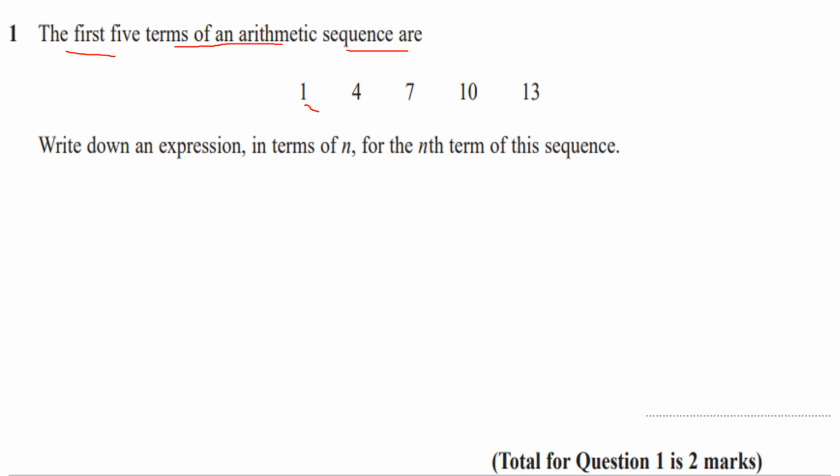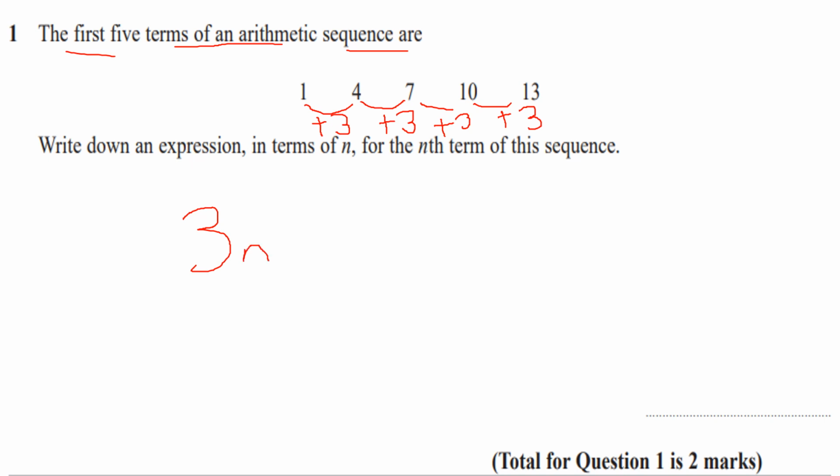Well, from 1 to 4, I'm adding 3. From 4 to 7, I'm adding 3. From 7 to 10, I'm adding 3. And from 10 to 13, I'm adding 3. Each time I'm adding on 3, so it's following the 3 times tables, hence I'll put 3n.